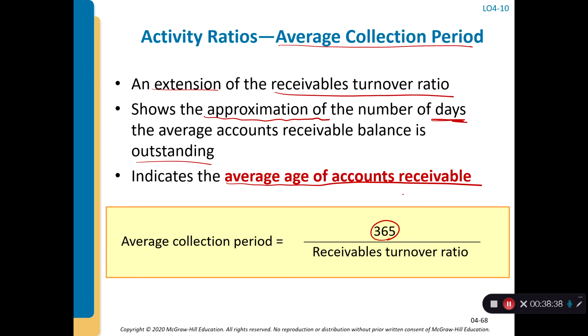Monitoring receivable turnover ratio or average collection period over time can provide very powerful information about the company's future perspective, right? This is because a decline in the receivable turnover ratio indicates the average collection period increases, right?